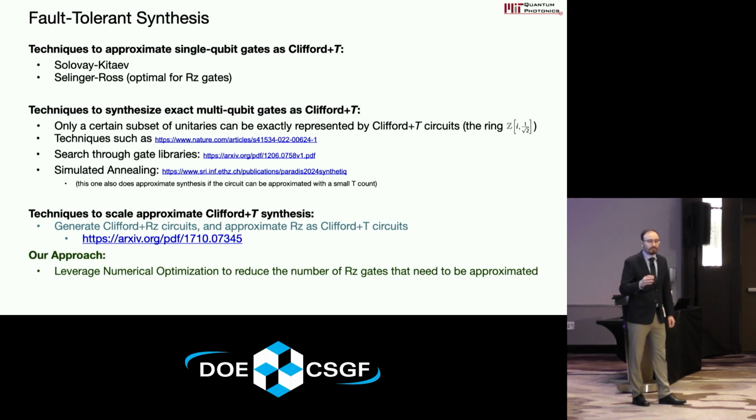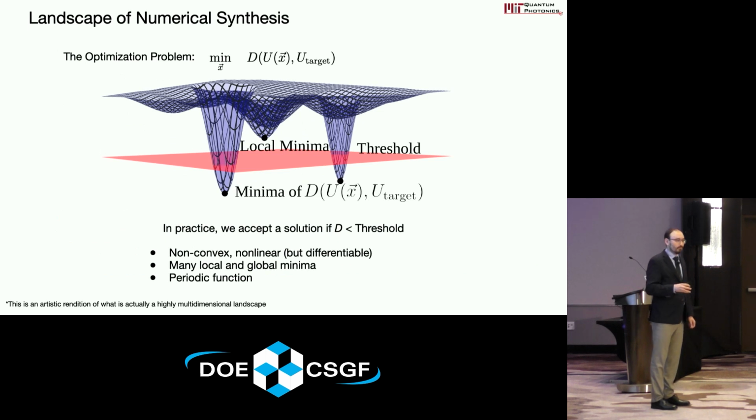So if you want to work with larger and longer circuits, a common approach is to work with the Clifford plus RZ gate set and then use the Ross-Selinger algorithm to approximate those RZ gates as Clifford+T. And that's the approach that I will follow, but I will use numerical optimization techniques to minimize the number of RZ gates that need to be approximated in this way. So when you're using numerical optimization for quantum gate synthesis, normally the objective function is a distance function between the implemented and target unitaries.